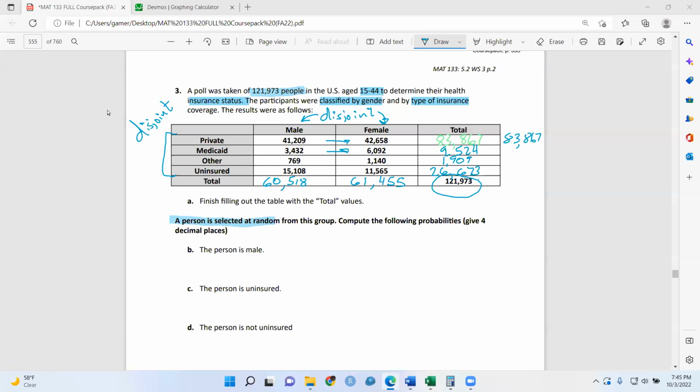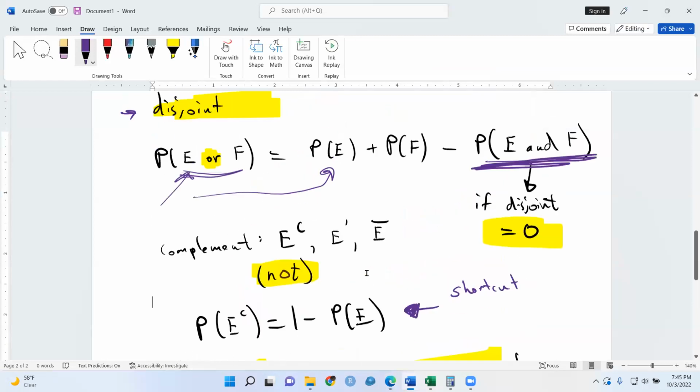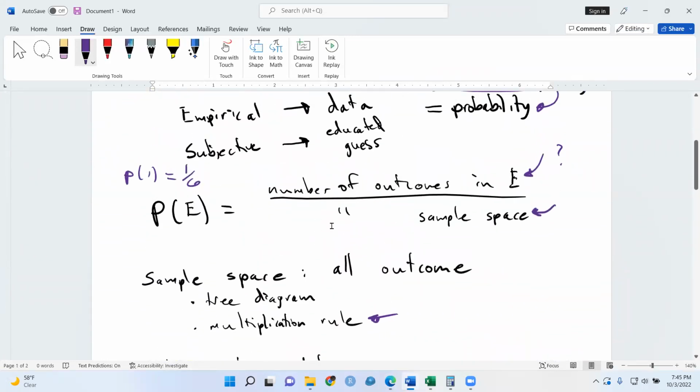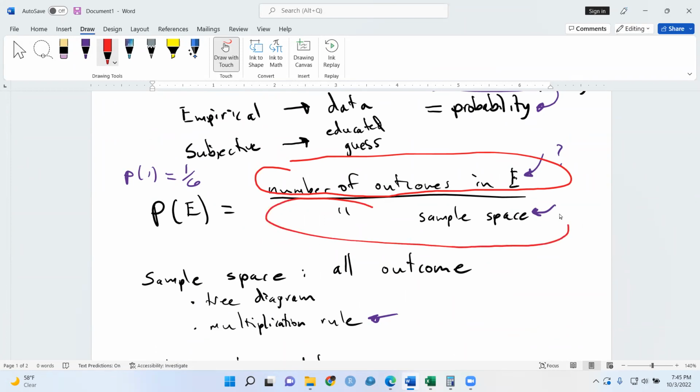I'm already stuck. For B, would I divide the total men, the 6518, divided by 121,973? Definitely. Here's why. Anytime you calculate a probability, you're taking the total outcomes of the event. You got it, that male 60 whatever, divided by the total outcomes in the sample space. Yep. Nailed it.